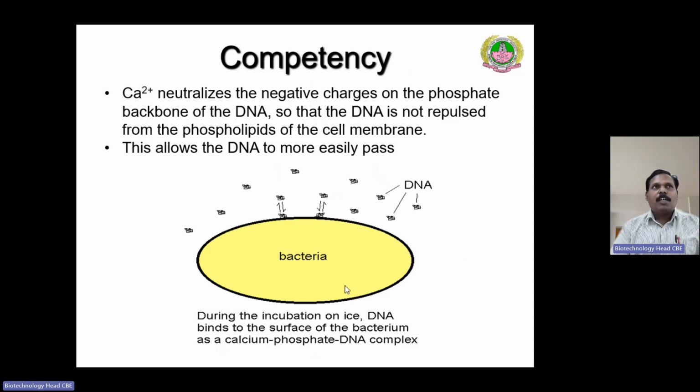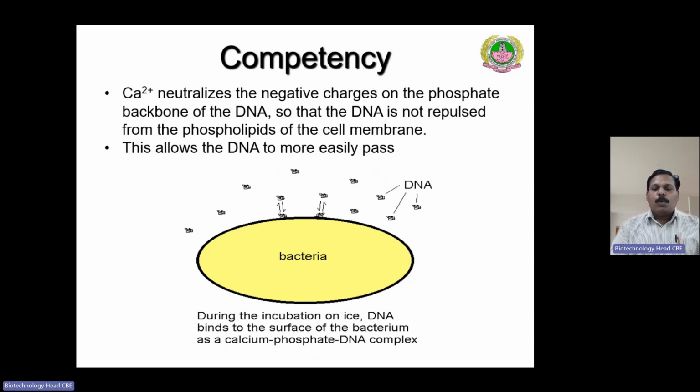of the bacteria. So those bacterial cells which are now treated with the calcium salts or rubidium or magnesium chloride salts can be made amenable for uptake of foreign DNA, and those treated cells are called competent cells. So here you can see during the incubation on the ice, the recombinant DNA in our case would bind onto the surface of the bacteria, and help in forming a calcium phosphate DNA complex.